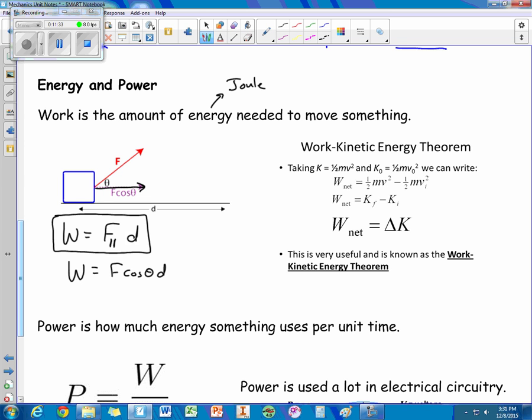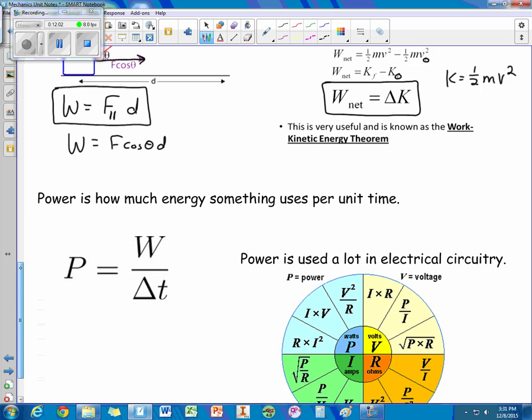Another formula for work is the work kinetic energy theorem, where work equals the change in kinetic energy. Kinetic energy is 1/2 mv squared. So what we can do is take a look at the final kinetic energy minus the initial kinetic energy, and we can calculate how much work is being done. So that'd be like calculating how much work is needed to accelerate a car from, let's say, 10 miles per hour up to 100 miles per hour. Power.